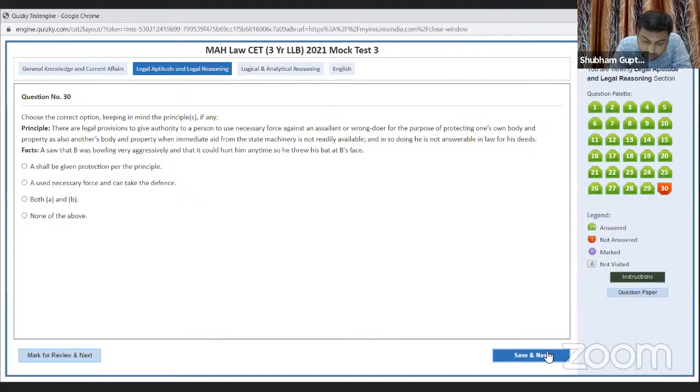The legal provisions to give authority to a person to use necessary force against an assailant or wrongdoer for the purpose of protecting one's own body and property, as also another's body and property, when immediate aid from the state machinery is not readily available. And so doing, he is not answerable in law for his deeds. A fact that B was bowling. I am not very sure what to mark. Let's mark some.